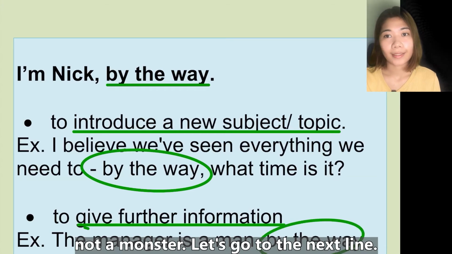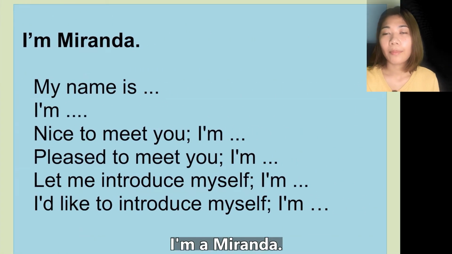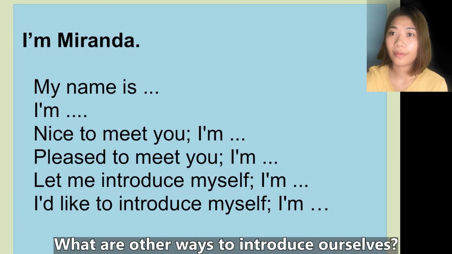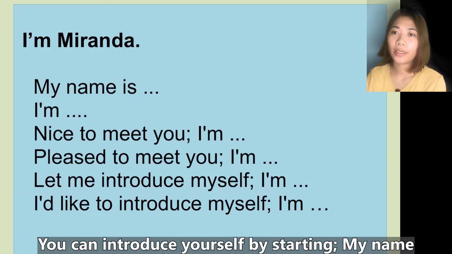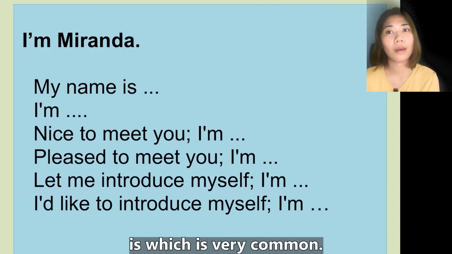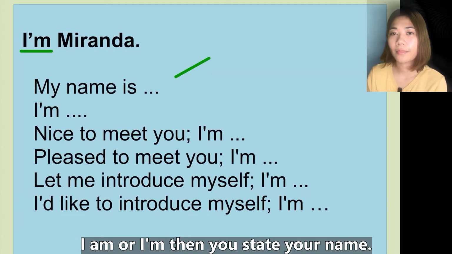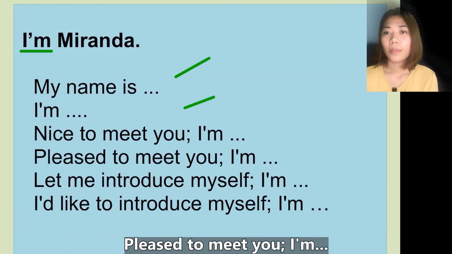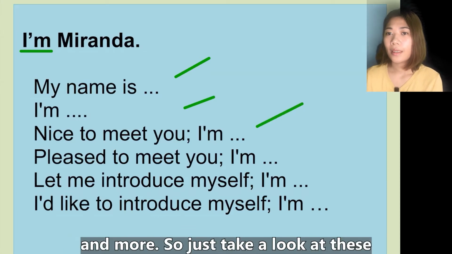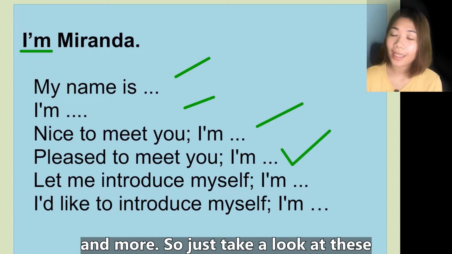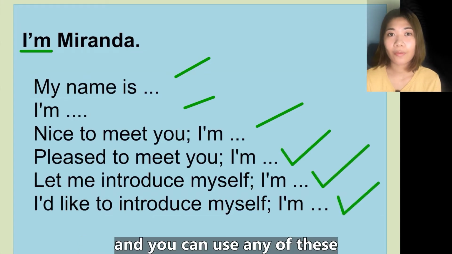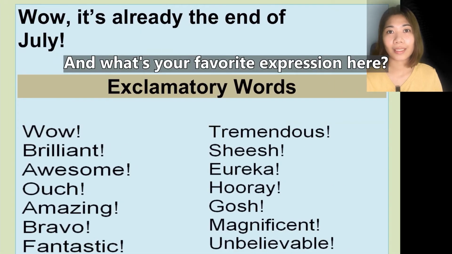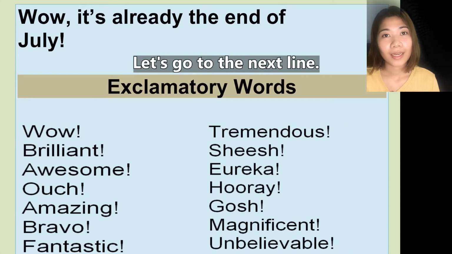Let's go to the next line. I'm Miranda. What are other ways to introduce ourselves? You can introduce yourself by starting with, my name is, which is very common, I am, or I'm, then you state your name. You can also say, nice to meet you, I'm, pleased to meet you, I'm, and more. So just take a look at these and you can use any of these to introduce yourself in the future. What's your name and what's your favorite expression here? Let's go to the next line.